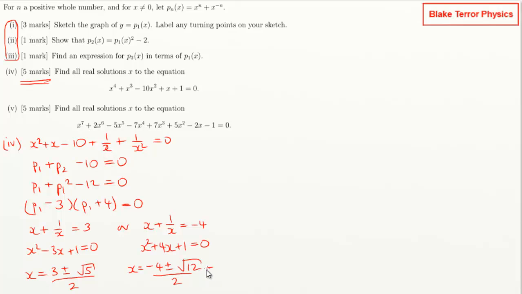So we've got a lot of 2's that cancel then. So we'd have minus 2 plus or minus root 3. Okay, so that was not so bad. Let's see what they do with the second one of these.